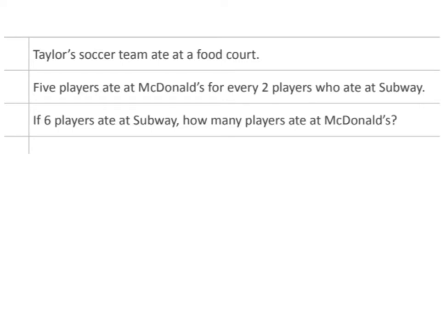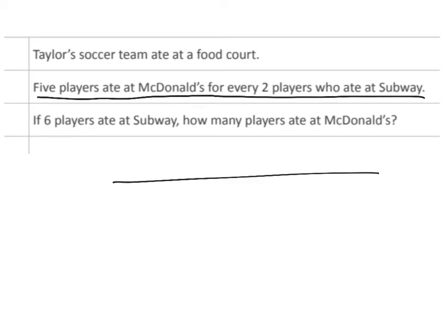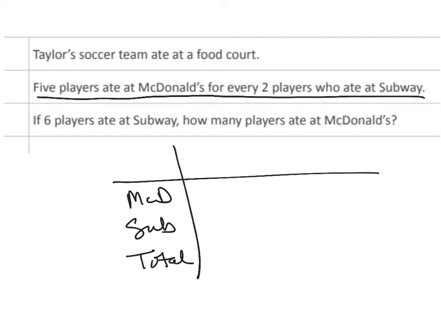Let's do another one. Taylor's soccer team ate at a food court. 5 players ate at McDonald's for every 2 players who ate at Subway. Okay, so here we go. We have McDonald's and Subway, and a total number of players eating. We have our ratio, and we have the actual.